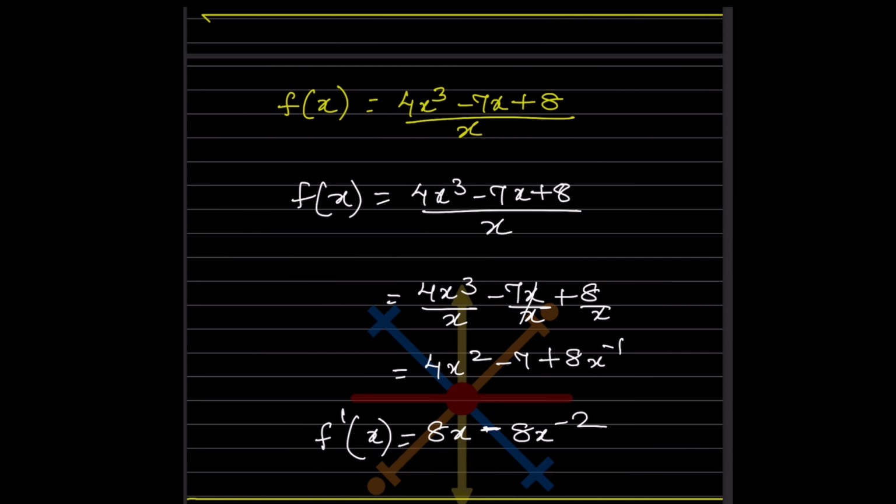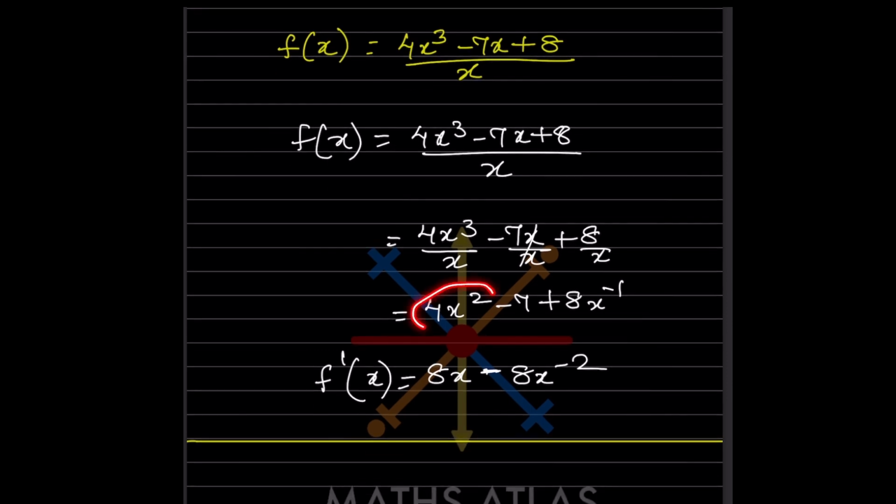So now we will see f dash x, that is the derivative of that. So you know how to do that. That will be 4 into 2 into x raised to 2 minus 1. That will be 8x. Now this is constant, which means that will be 0. So here 8 into minus 1 into x raised to minus 1 minus 1. That will be minus 8 x raised to minus 2.